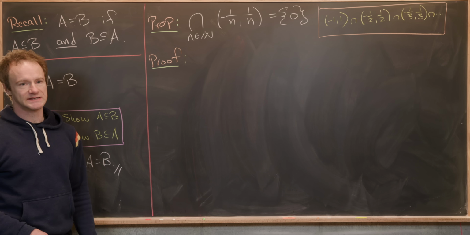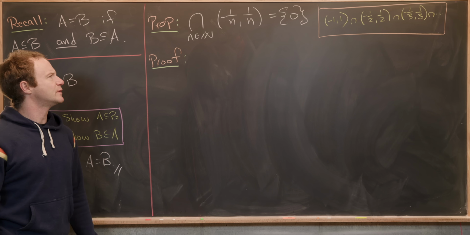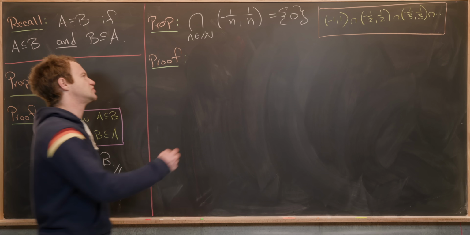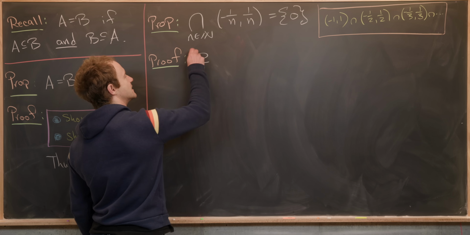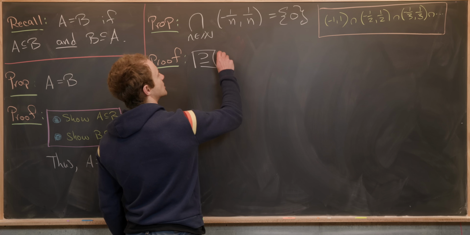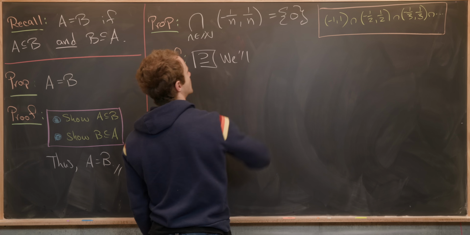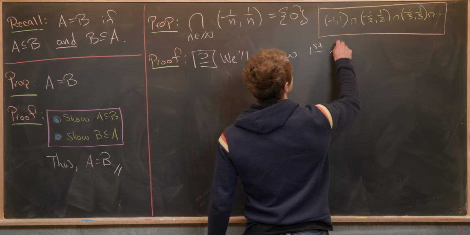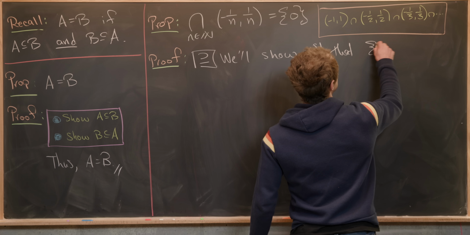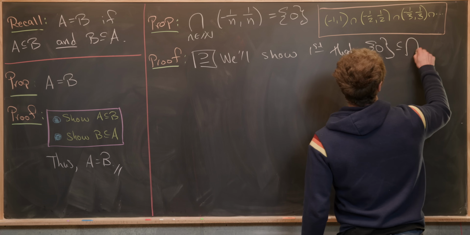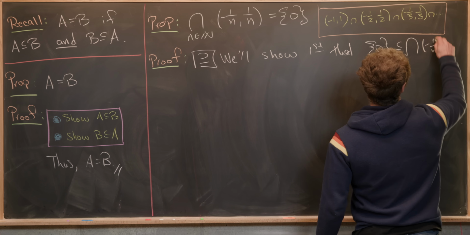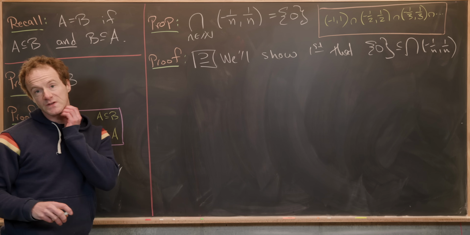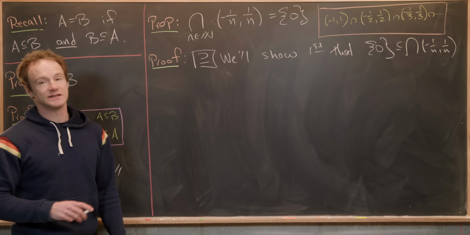Like I said, we need to prove that these two sets are equal, which we'll do by double containment. Let's see, we maybe want to do the reverse containment first, and so generally we'll sketch that like this. In other words, we could write this in words as: we'll show first that the singleton 0 is a subset of this intersection of minus 1 over n to 1 over n. That's actually pretty easy to do.